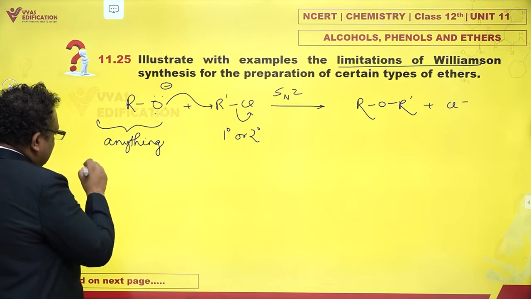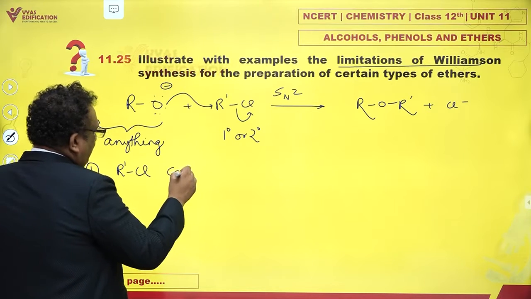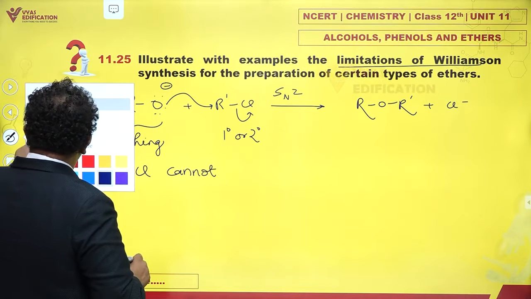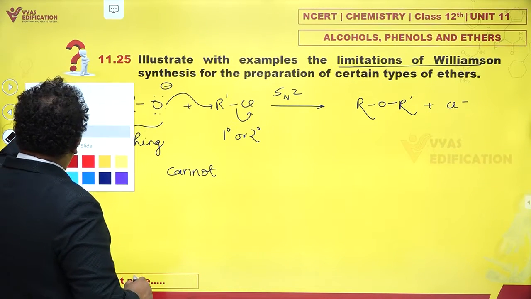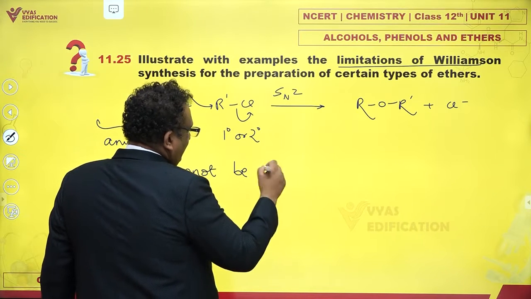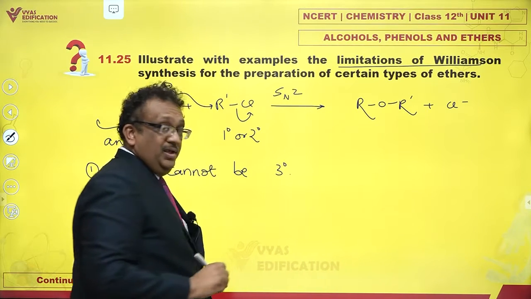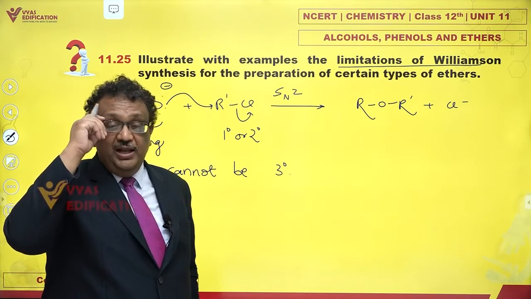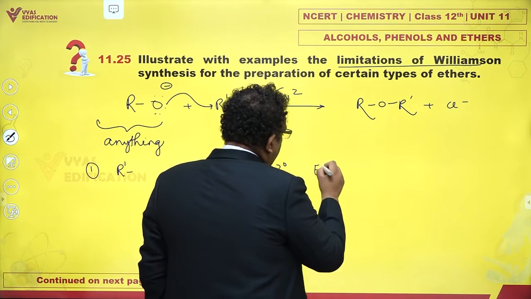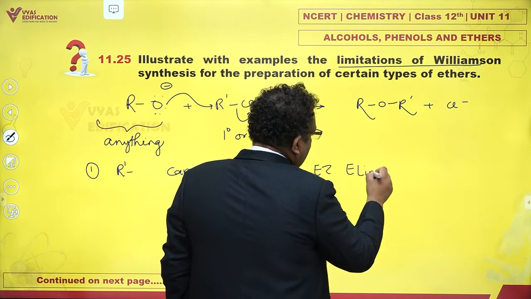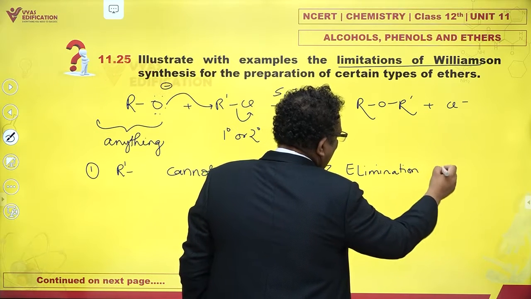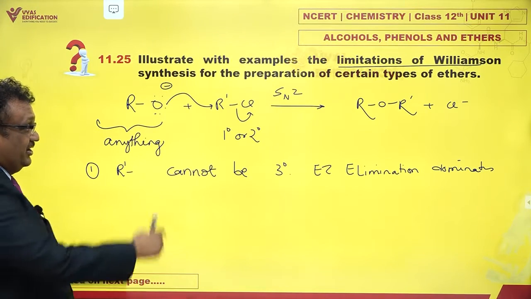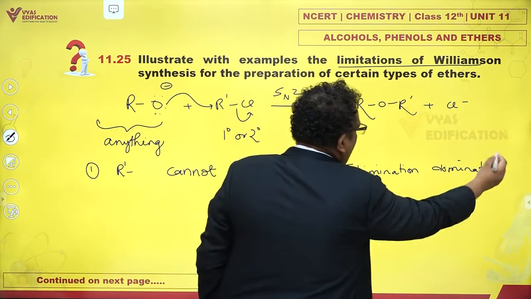The first limitation is R dash Cl. In R dash Cl, R dash cannot be tertiary. Why? In case of tertiary, a substitution doesn't happen. Unfortunately, an elimination would occur. E2 elimination dominates in the case of tertiary. There is a reason why we can't use tertiary. What do you mean? We don't understand. I'll give you an example.